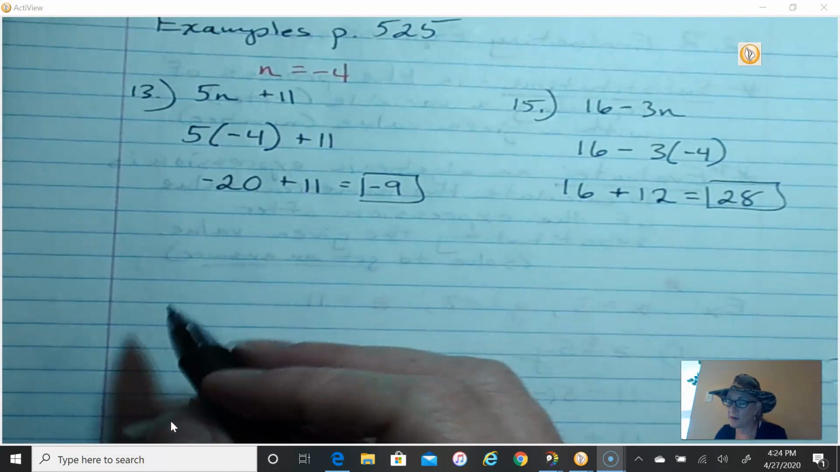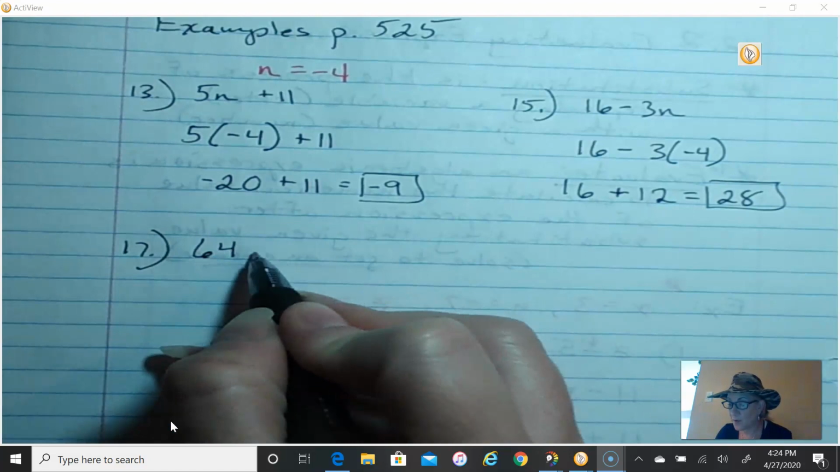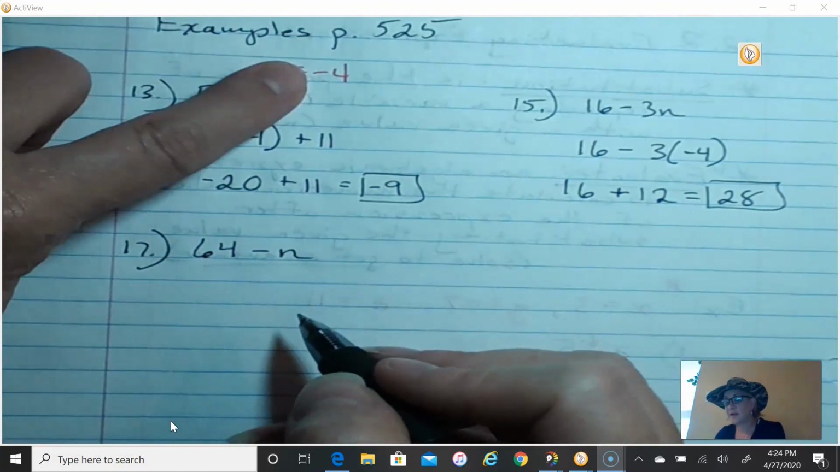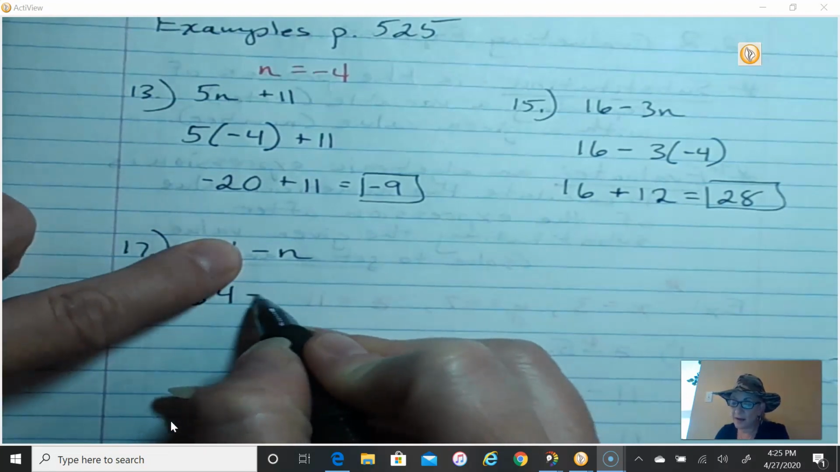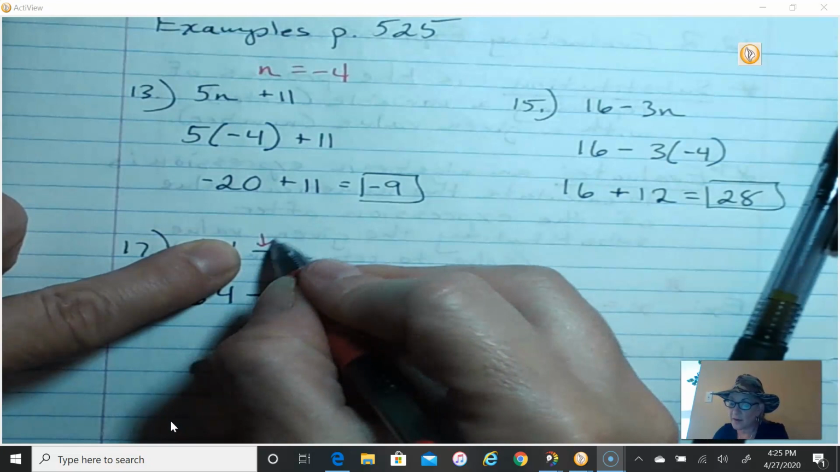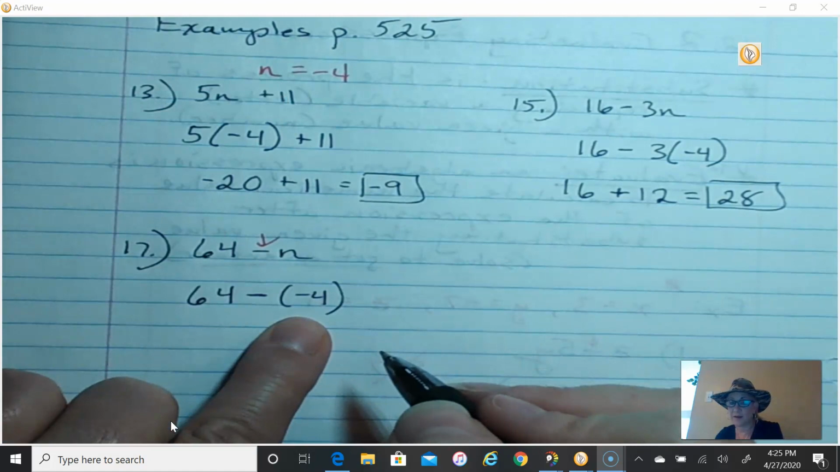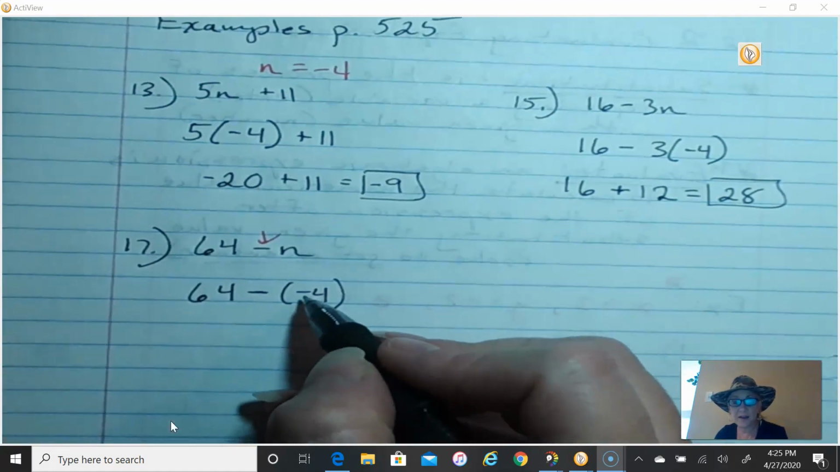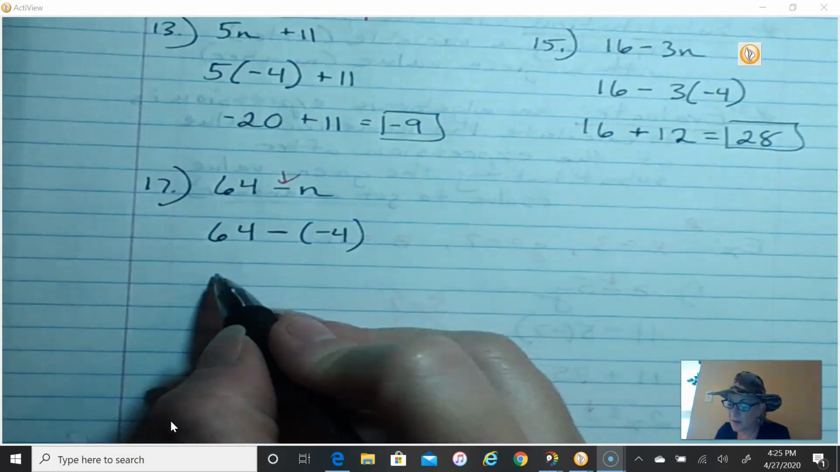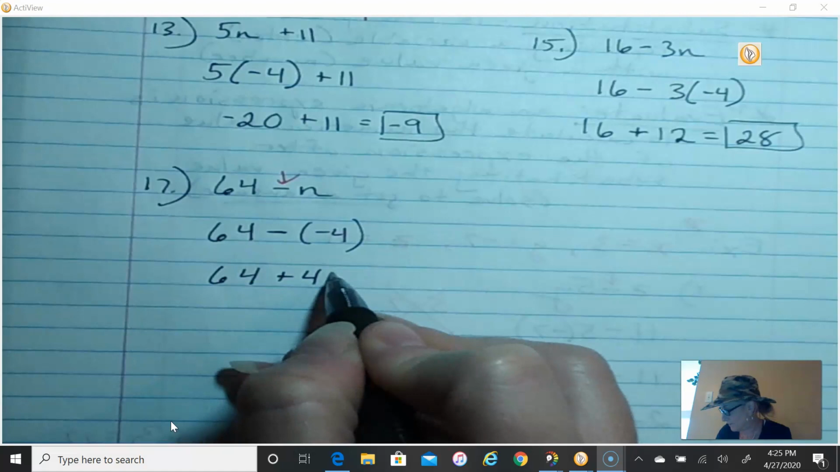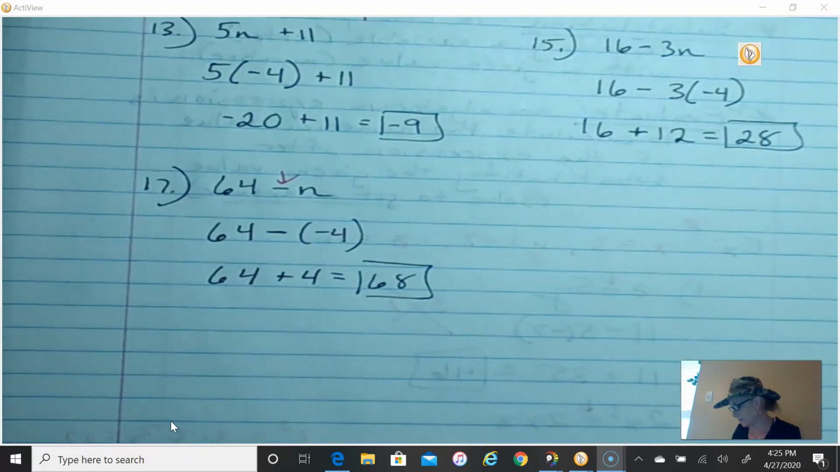All right. 17. 64 minus n. N is negative 4, so watch what I'm doing. We're going to bring down that negative sign. You better make sure you bring that down. And then I'm going to put negative 4 in parentheses because of that negative. Whenever you have a negative and a negative, it turns to a positive. So 64 plus 4, that gives you 68. Okay, let's do some more.